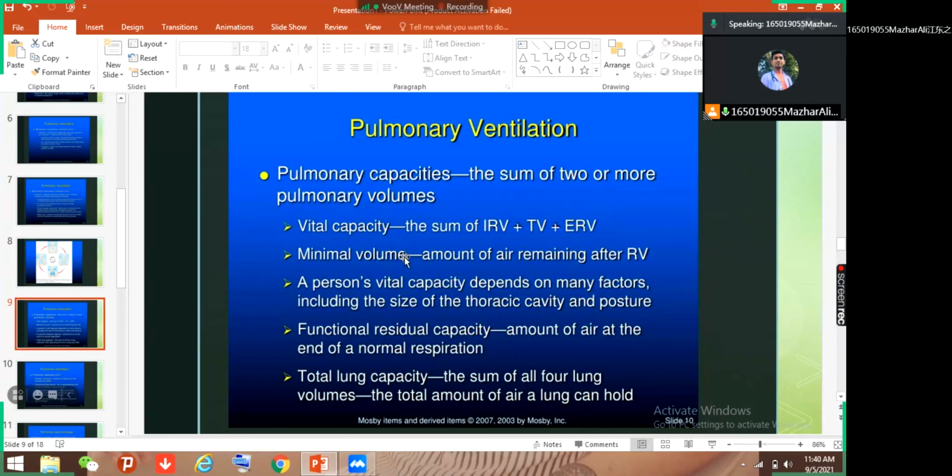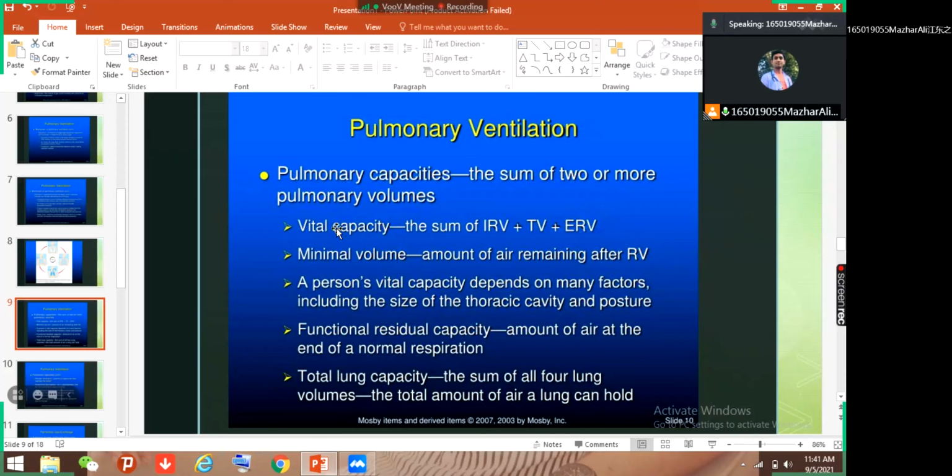There is also the residual volume, the amount of air remaining. Residual volume means what? When you forcefully expire the air, the remaining air never leaves the lungs, because some air must remain in the lungs. The amount of air that can never be expelled from the lungs we call residual volume.